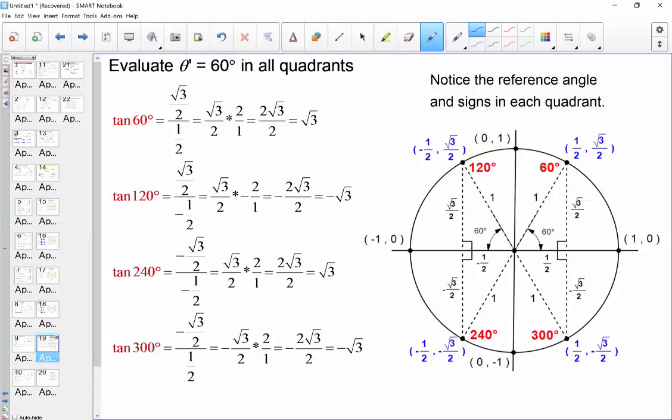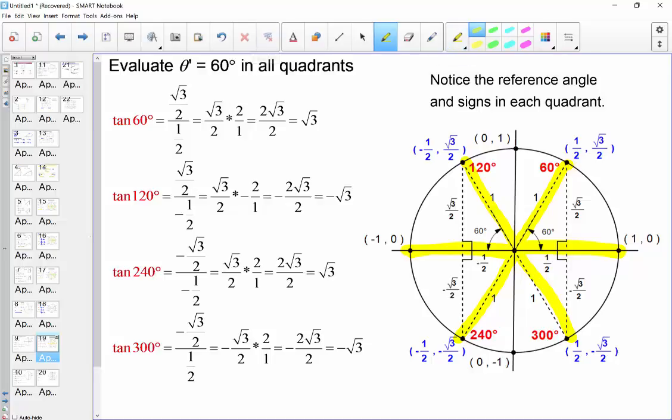Finally, we're going to evaluate reference angles that have an angle of 60 degrees. We know the reference angle is 60 degrees for each one because in quadrant 1 we have a 60-degree angle. In quadrant 2 we have 180 minus 120, which is 60. In quadrant 3 our reference angle is 240 minus 180, which is 60. And in quadrant 4 our reference angle is 360 minus 300. So our reference angle is 60 degrees in each quadrant.